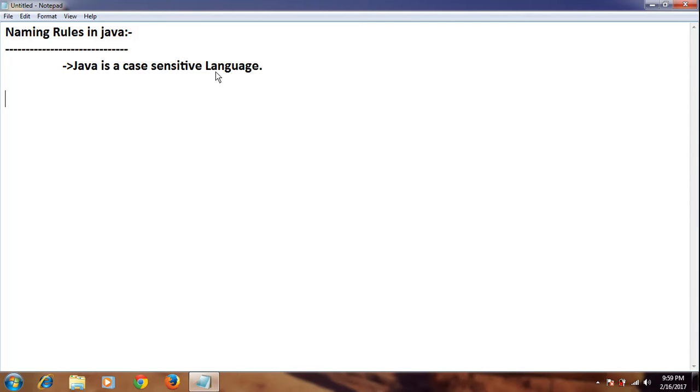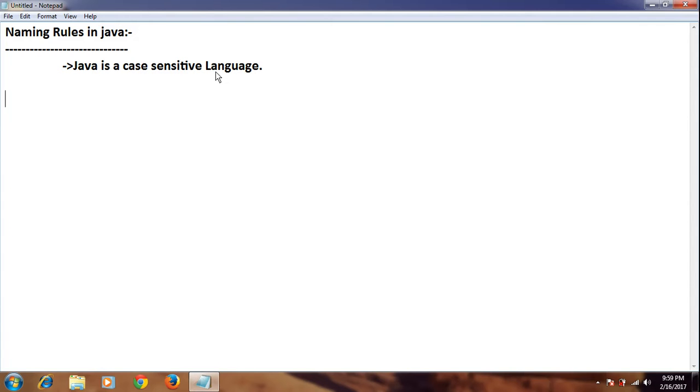Case sensitive language is a language which treats uppercase and lowercase letters separately, which means Java treats small a and capital A as different. How it recognizes small a and capital A as different is that internally it uses the concept of ASCII values. So whenever we are writing any Java programs we have to follow certain naming rules.